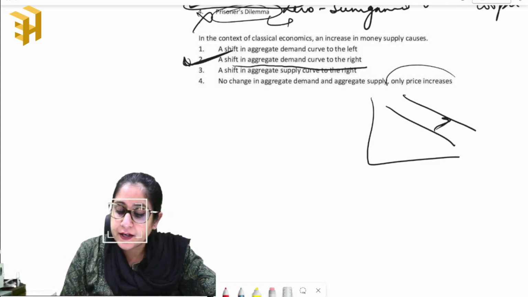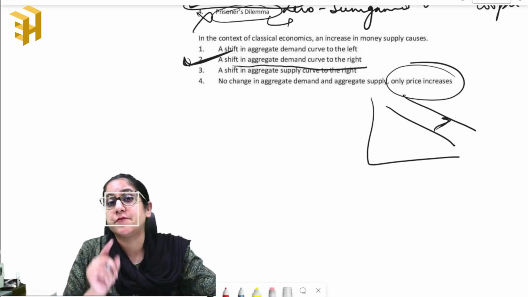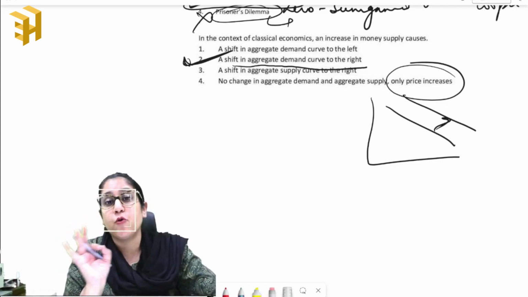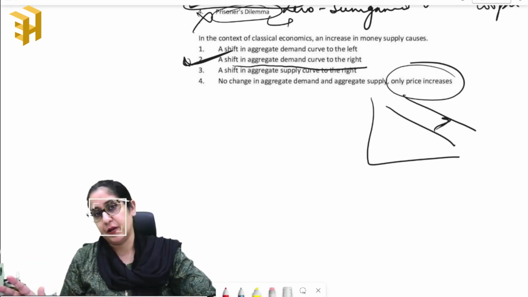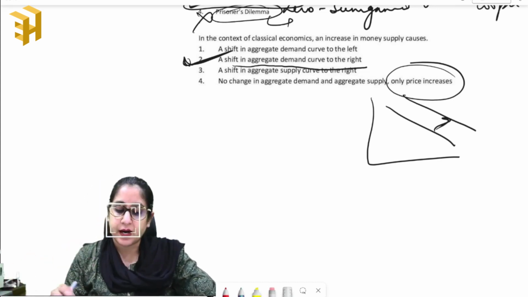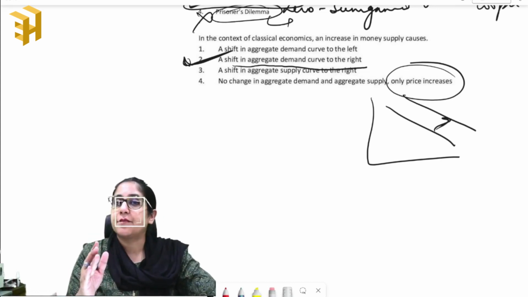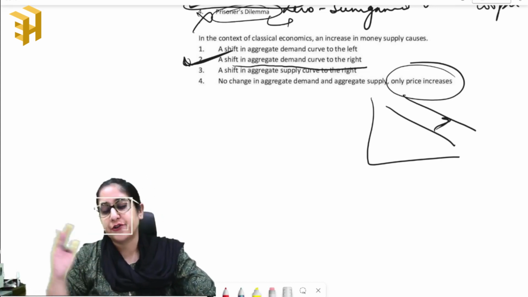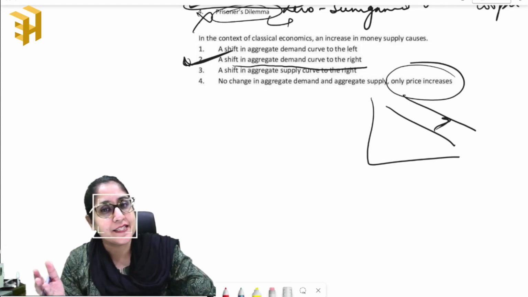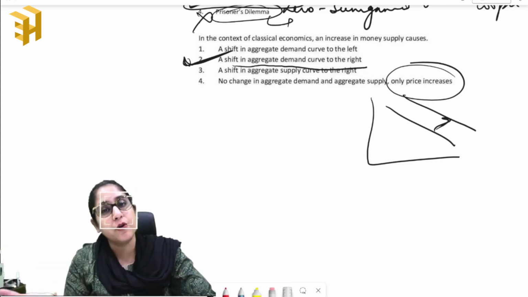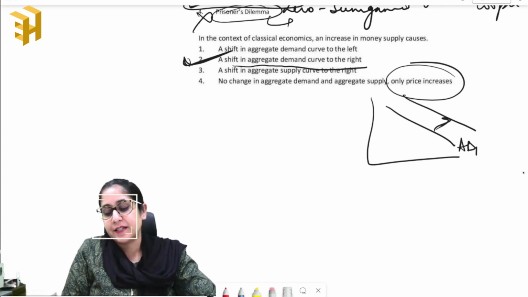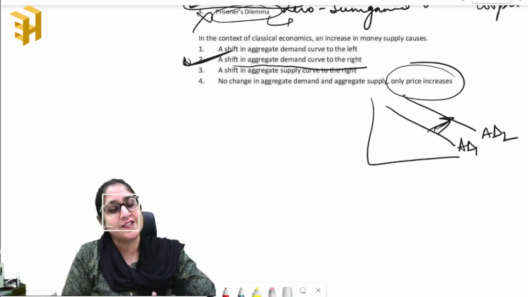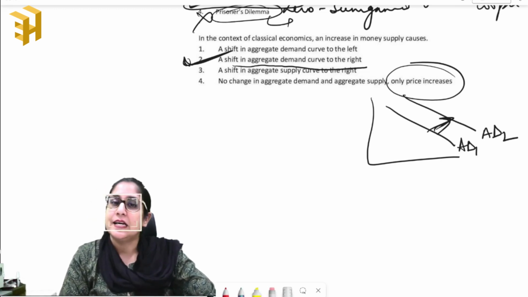Why are we not taking into account the price increases? Because we are considering only the nominal variable here. We are not considering any real variable here. That is why an increase in money supply will lead to a rightward shift in your aggregate demand curve, because if people have more money in their hands, they will demand more, and as a result the aggregate demand curve will shift rightwards, irrespective of the prices.